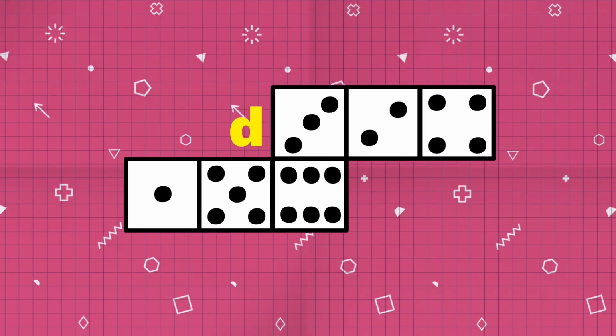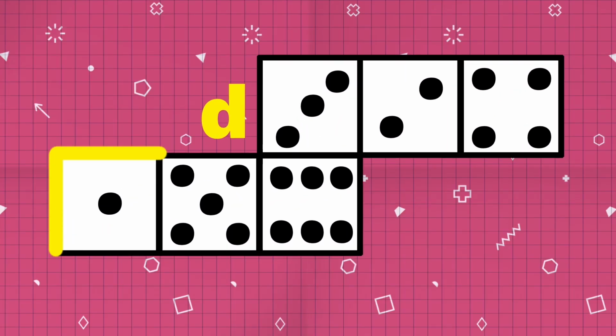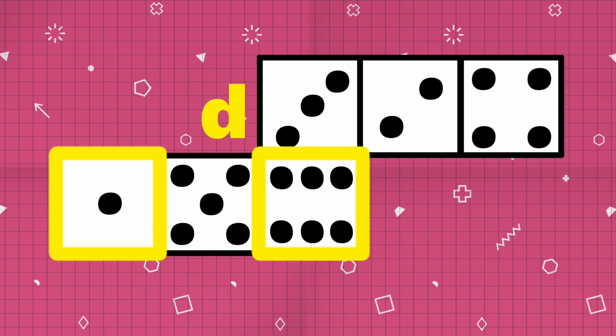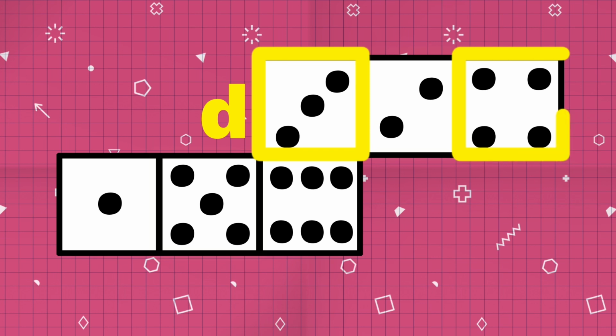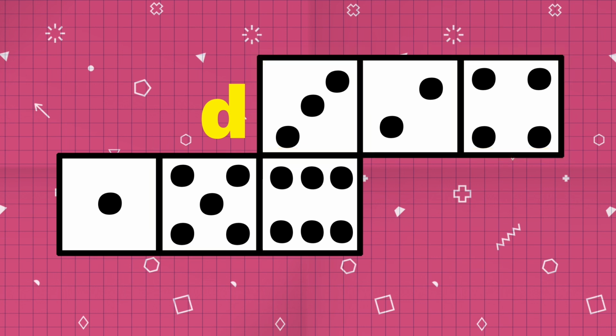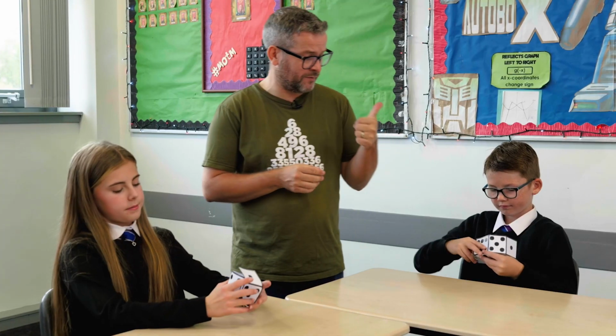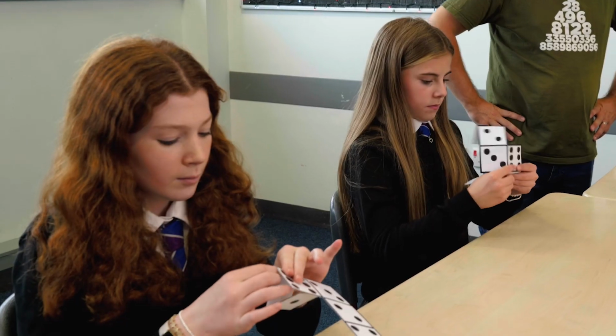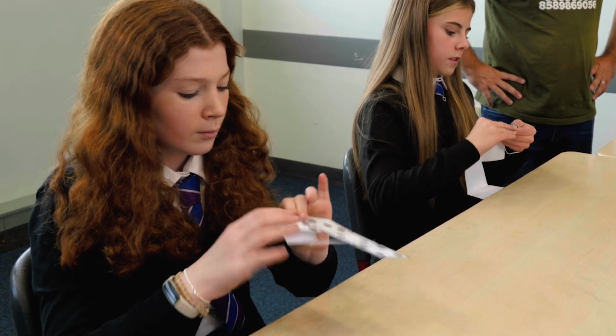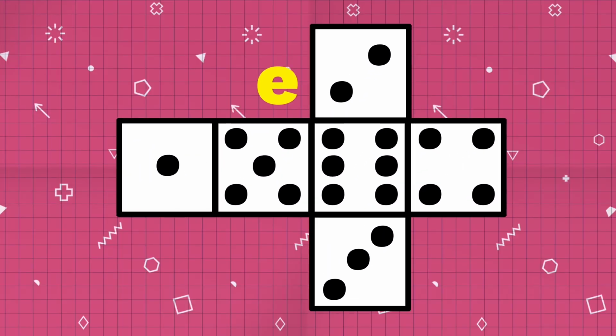Let's take a look at net D. Faces with 1 and 6 dots are opposite, 2 and 5 are opposite, and 3 and 4 are also opposites. So net D does make a standard die. So we should have a 1 and a 6, yes. What else? 2 and a 5 and 4 and a 3, and we've got all of those. Excellent. What about net E?